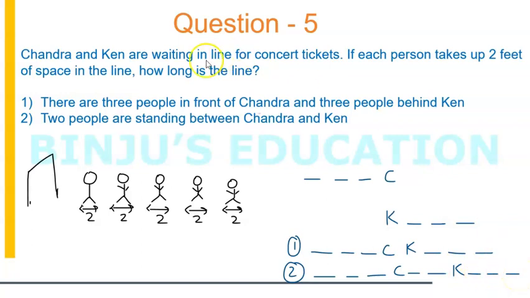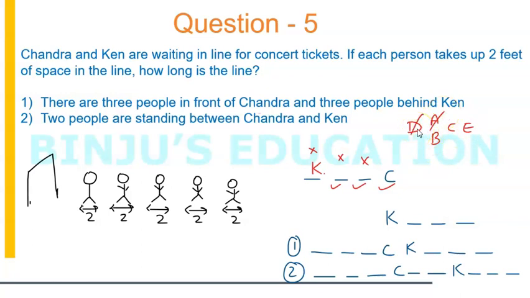It may also happen that K is somewhere here, and after K you have 1, 2, 3 people, and before C you have 1, 2, 3 people. There will be a lot of possibilities. There is actually no end to it. So does statement 1 alone give us the conclusion that we require? No, it doesn't. A goes out, D goes out.